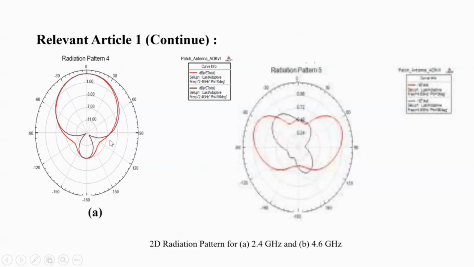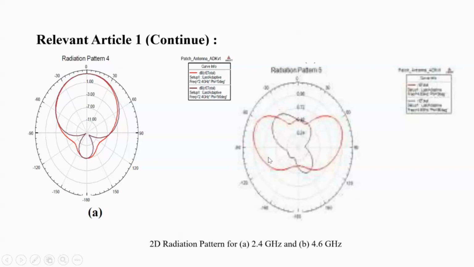As you can see here, the red line is for 2.4 GHz. It radiates at phi equal to 0 degree. See the shape here is omnidirectional. Okay, one direction. And the purple line for the 2.4 GHz radiate at phi equal to 90 degree. So the main lobe here and the side lobe.